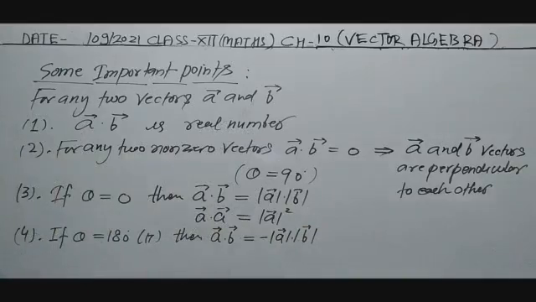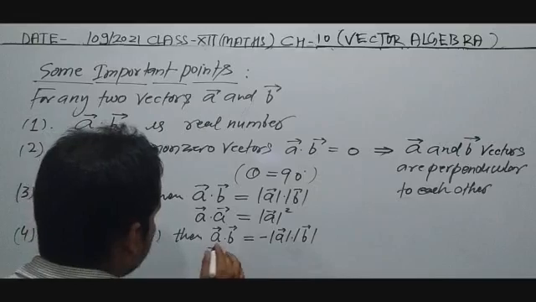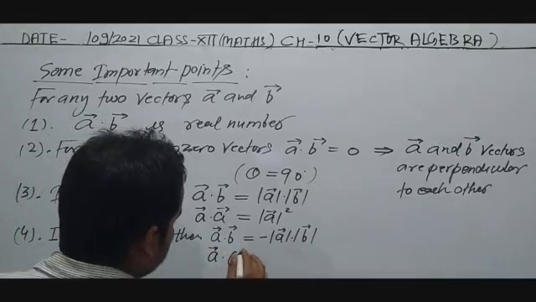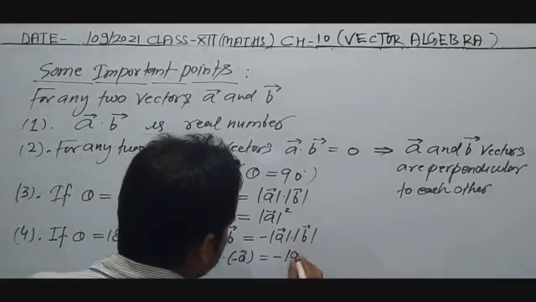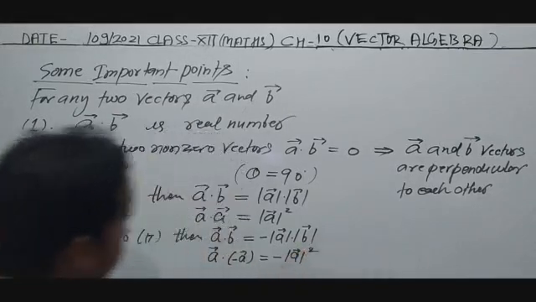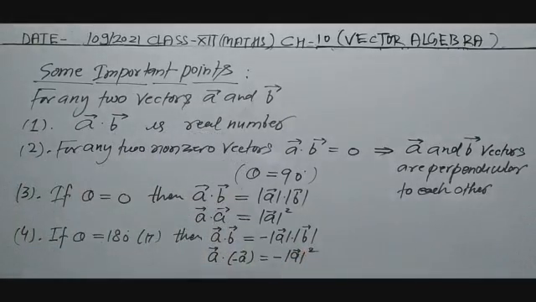Similarly, in particular, what can we write? Vector A dot product with negative of vector A, result is minus mod of vector A whole square, mod of vector A whole square with negative sign. Now this is the fourth point. Now I will discuss the fifth point.